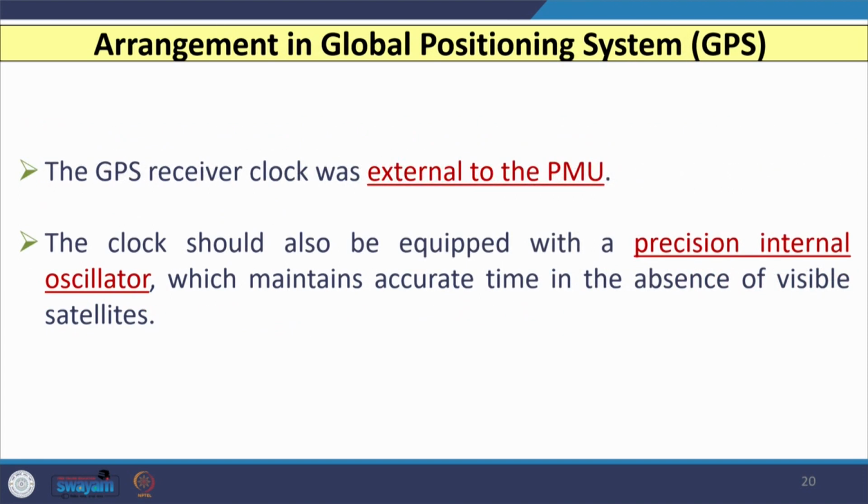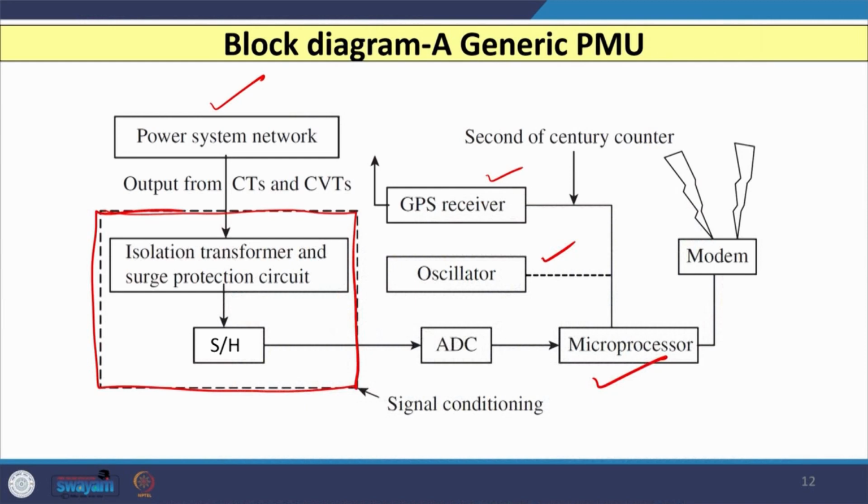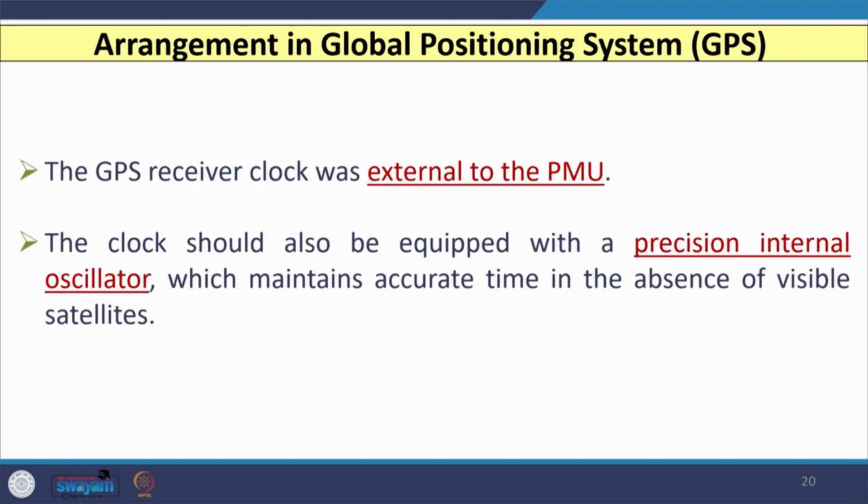Now, let us see what is the arrangement in the global positioning system. Normally a GPS receiver clock is used as an external device, and the output of this GPS clock is connected to the PMU. You can see in the generic PMU diagram here that the output of this GPS clock is given as an input to the PMU. So, this signal is externally given as an input to the phasor measurement unit, or PMU device.